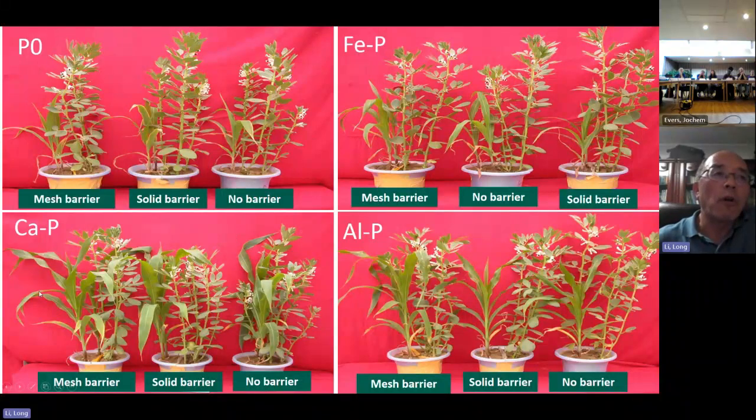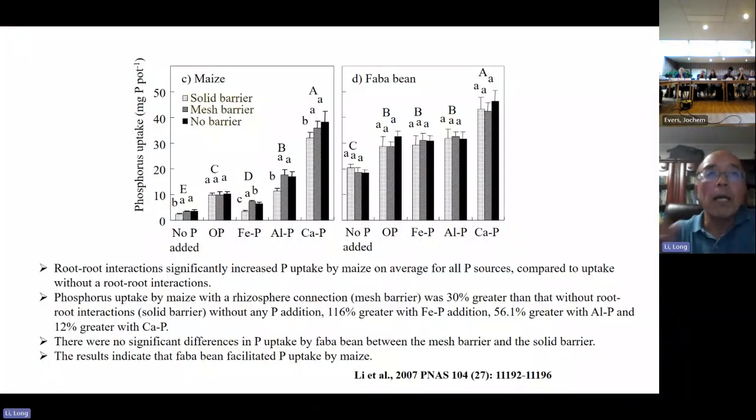Insoluble phosphorus is similar. So we measured phosphorus uptake by faba bean and maize in different root barriers. We found the root interaction significantly increased phosphorus uptake by maize for all phosphorus sources compared to uptake without root-root interactions.